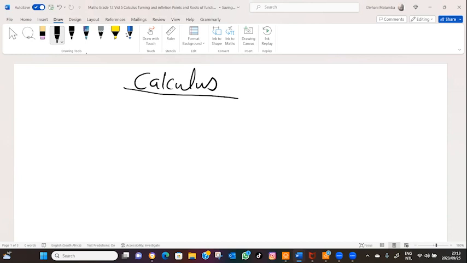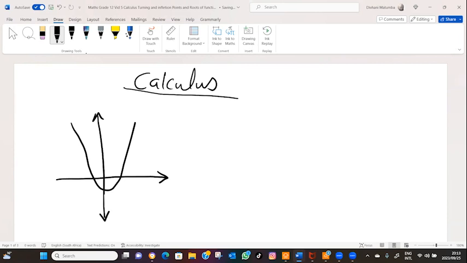With calculus, I'm going to draw a function which is very common. Everyone knows what a parabola is.